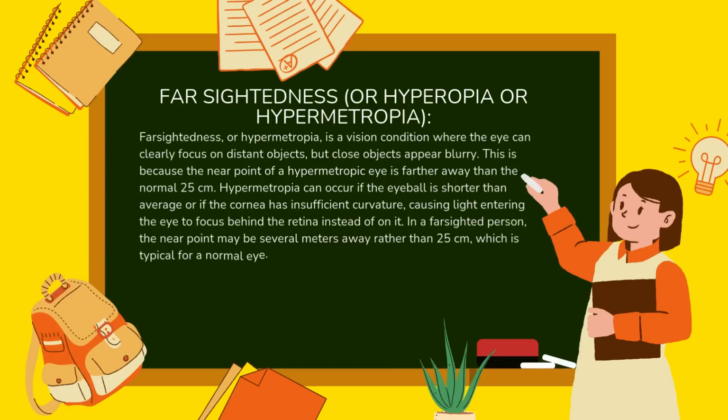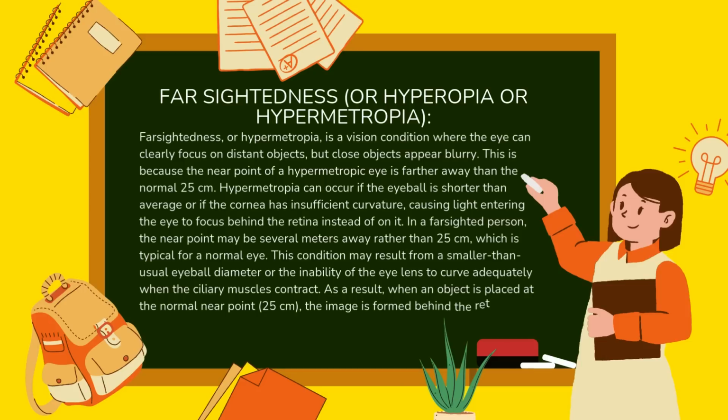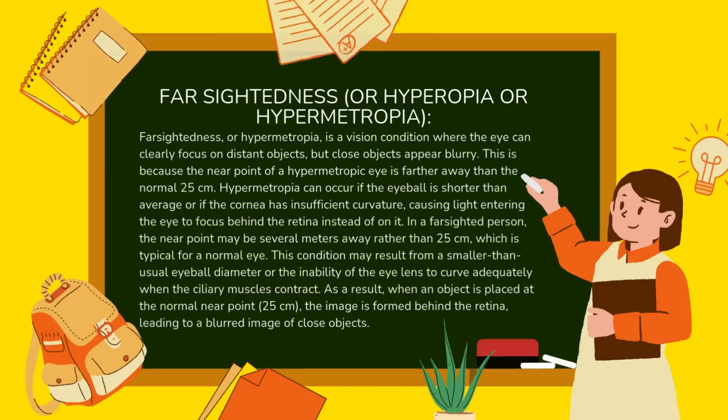In a farsighted person, the near point may be several meters away rather than 25 centimeters, which is typical for a normal eye. This condition may result from a smaller than usual eyeball diameter or the inability of the eye lens to curve adequately when the ciliary muscles contract. As a result, when an object is placed at the normal near point, 25 centimeters, the image is formed behind the retina, leading to a blurred image of close objects.